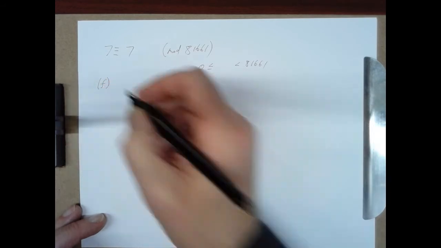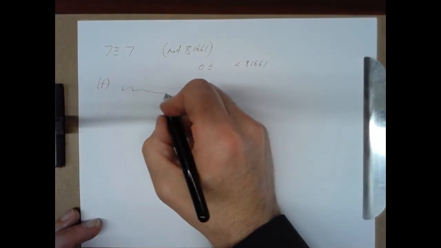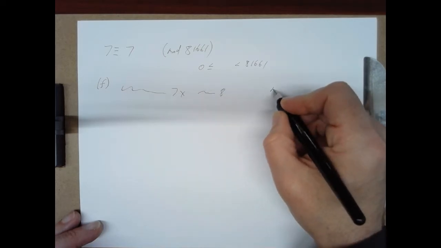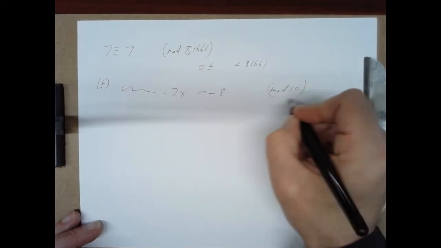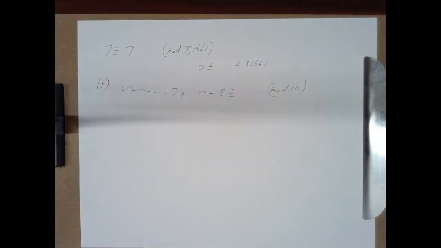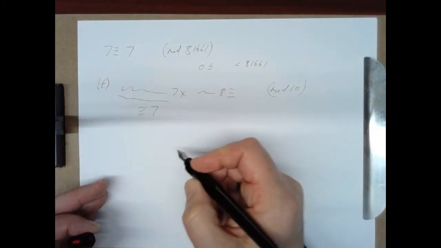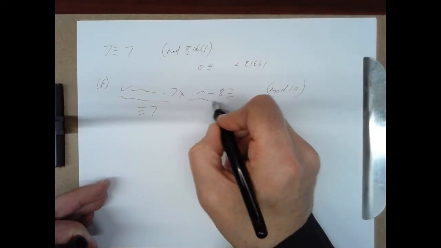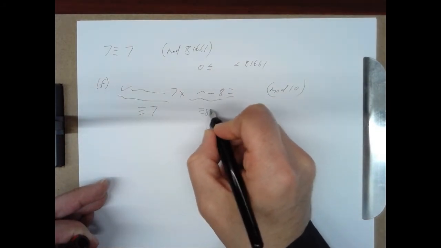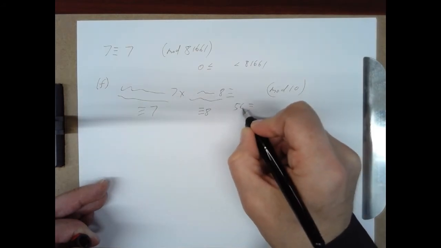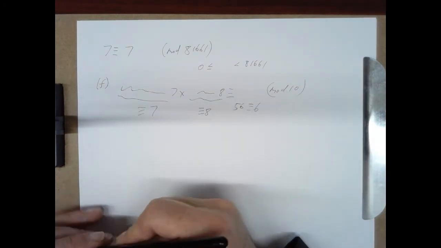And then for F, big long number ending with a 7 times big long number ending with an 8, modulo 10. And we looked at this when we were casting out 3s and 9s and 11s and so on, right? This big long number ending in a 7 is congruent to 7. And this big long number ending in an 8 is congruent to 8. And so their product is congruent to 56, which is just congruent to 6.